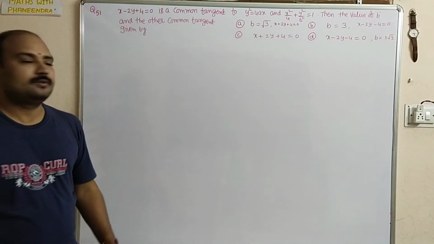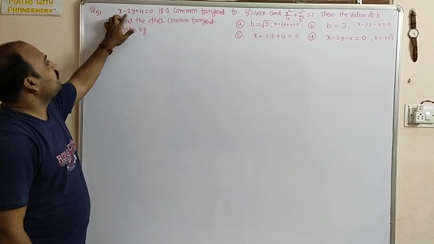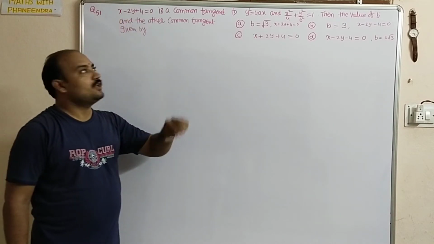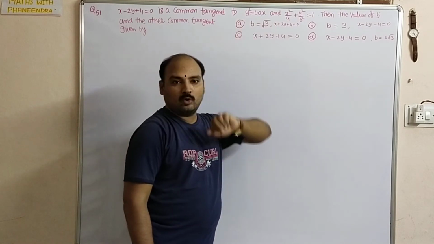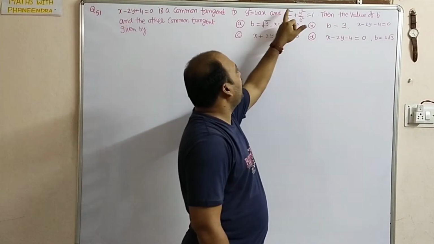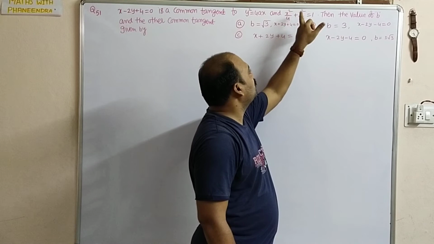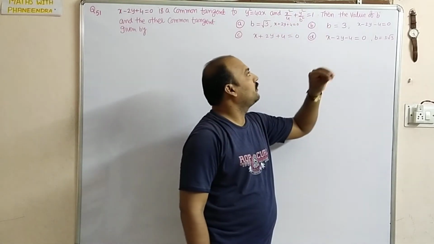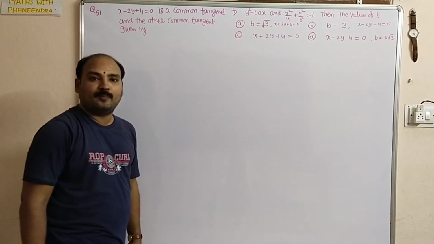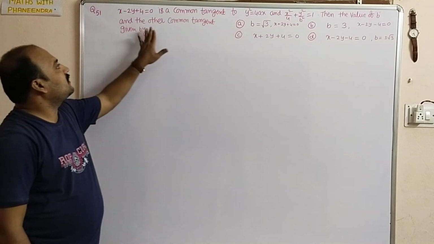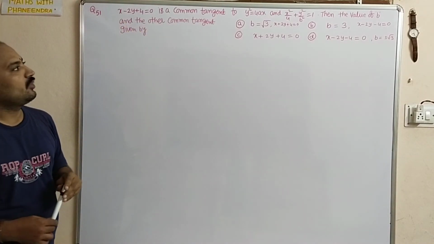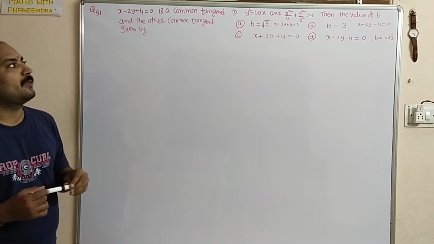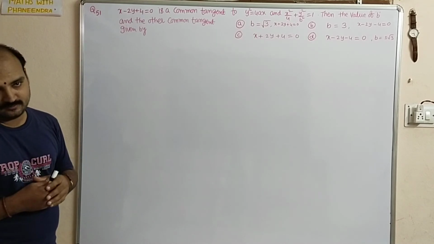The next question. x minus 2y plus 4 equal to 0 is a common tangent to the parabola y square equal to 4x and x square by 4 plus y square by b square equal to 1. Then find the value of b and the other common tangent, given by.